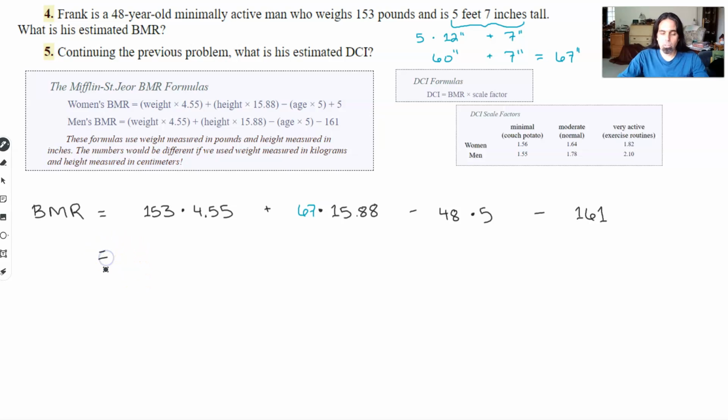Now it's time to take out the calculator and see what this number actually is. 153 times 4.55 plus 67 times 15.88 minus 48 times 5 minus 161. And if I didn't make any calculator errors, then I get an answer that's about 1,359. And BMR is calories per day. How many calories does Frank use just to keep his metabolism going, even if he wasn't moving at all?